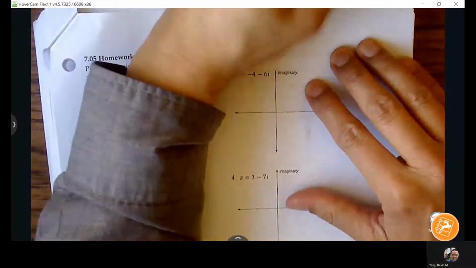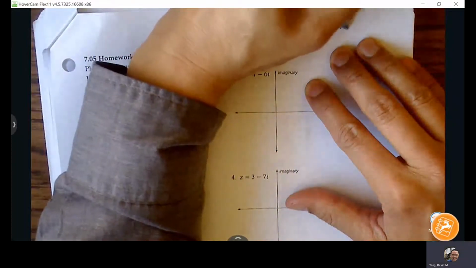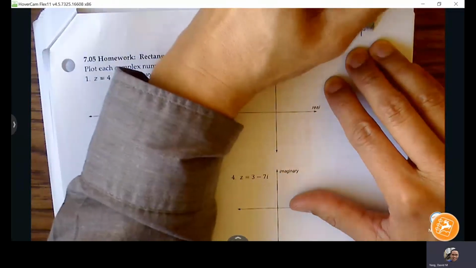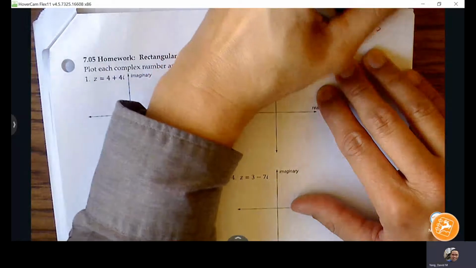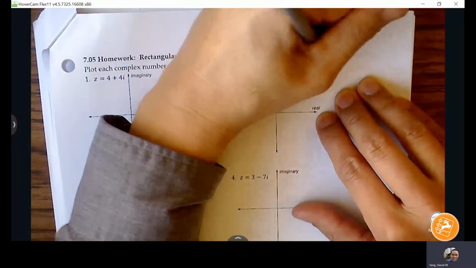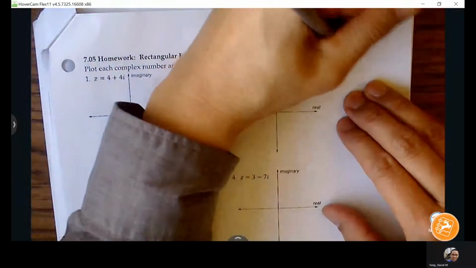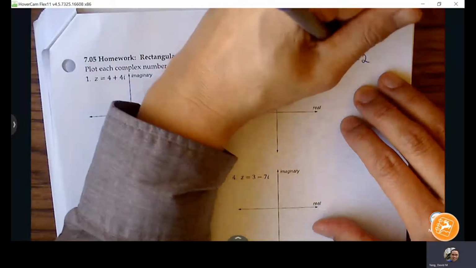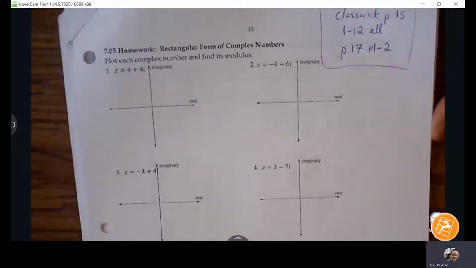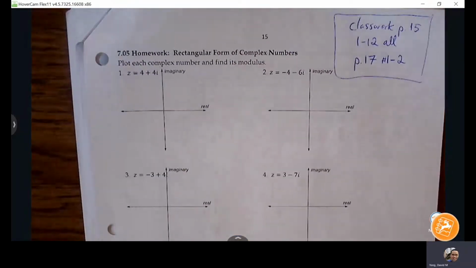Classwork, page 15, 1 through 12 all, and then page 17, 1 and 2. Okay, and I'll work through at the same time you guys are working through.